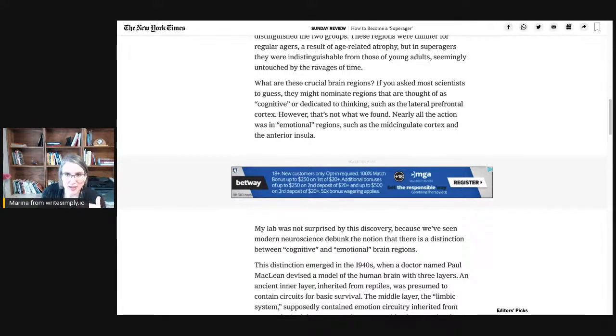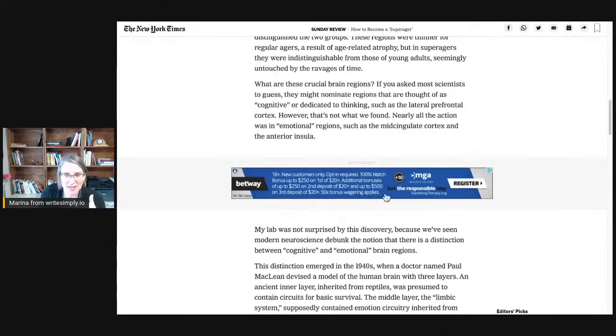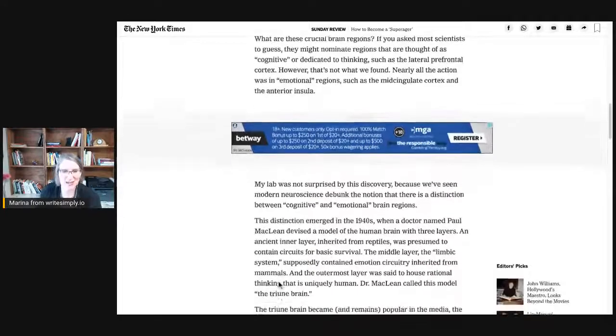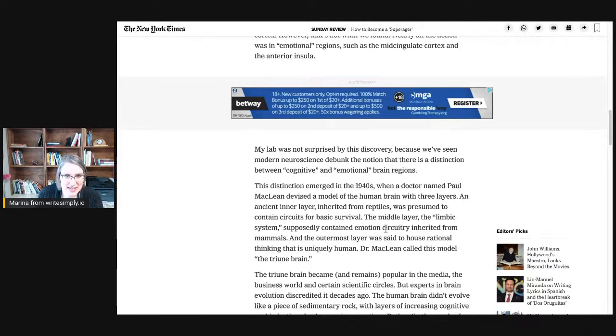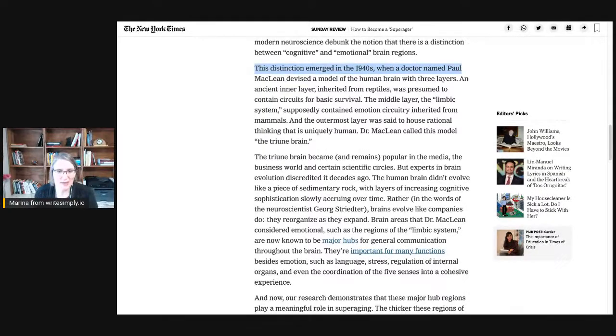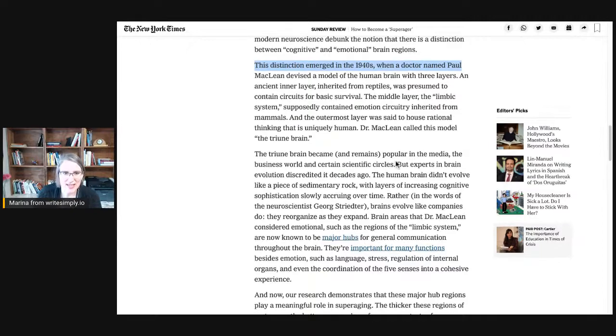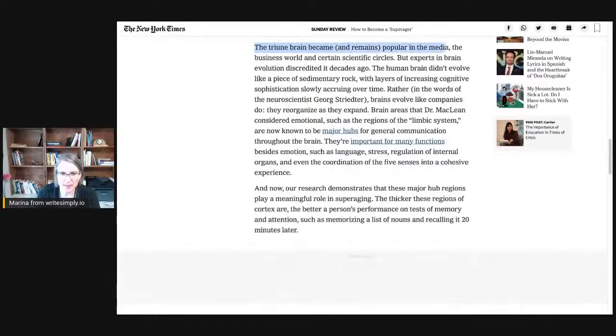And we learn why she's going to say what she's going to say later on. Because of their discovery, they debunked this idea of cognitive versus emotional brain regions. And then she goes on, lists the name of a doctor from the 1940s who talked about this previous brain model. And then she's going to say, why are people super agers? It's not actually because of that, although this triune brain remains popular.